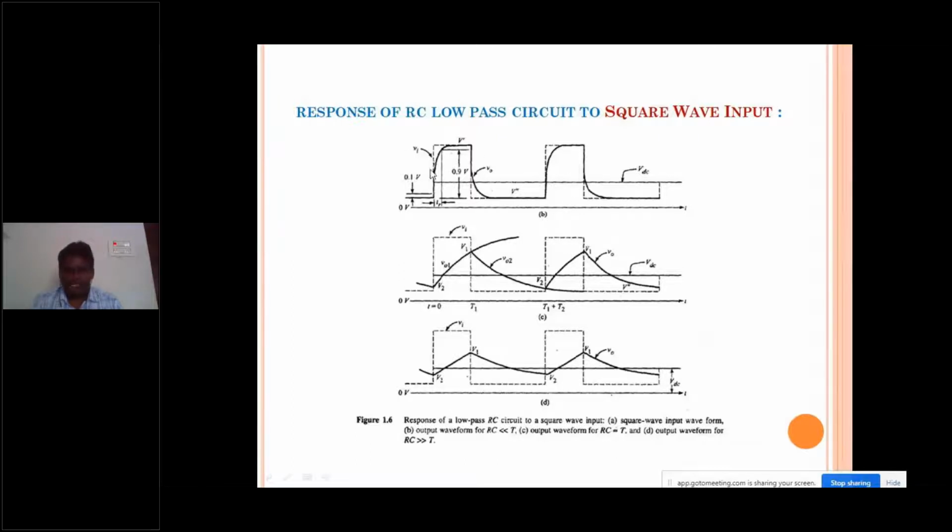So the first one is RC much less than T, RC approximately equal to T, and the third graph is if the RC value is greater than T. So this is the case.